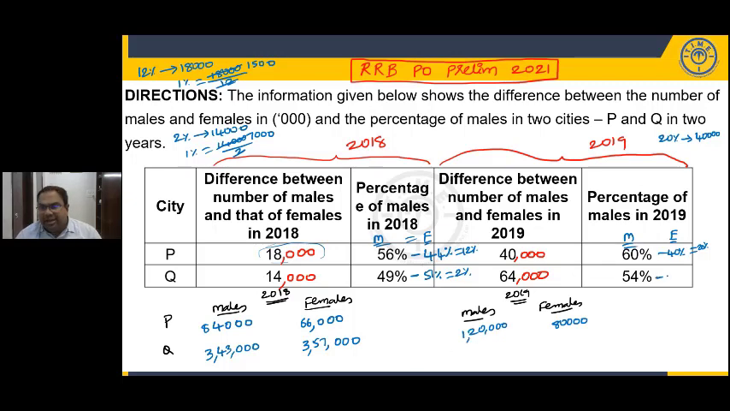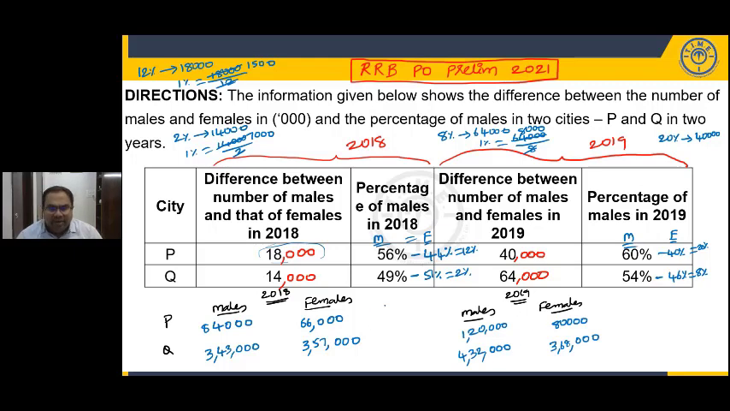This is 54% males, so female should be 46%. So the difference is 8%, and 8% is 64,000. So 1% is 64,000 by 8, which is 8,000. 1% is 8,000, so 54% is 8,000 into 54, 3 zeros will be here. 54 into 8 is 400, 432. Similarly, 46 into 8,000: 46 into 8 is 320 plus 48, 368, so 3,68,000. Difference 64, and the difference is 40.